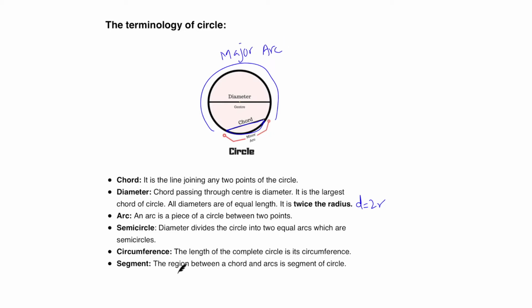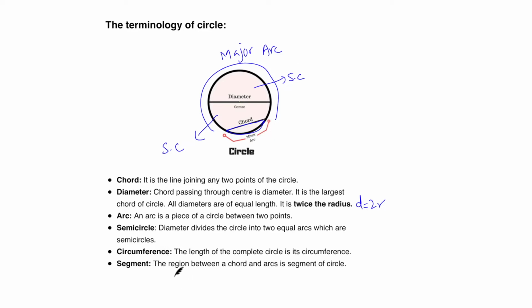Okay, moving on. What's a semicircle? A diameter basically divides the circle into two equal arcs, which are semicircles. This one is a semicircle, this is basically a semicircle, and this is also a semicircle. What's the circumference? The length of the complete circle is its circumference. In this scenario, if I divide the circle into major arc and minor arc, I can say the summation of major arc plus minor arc will give me the circumference.